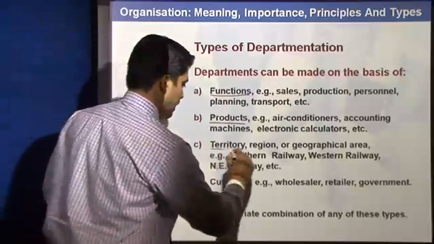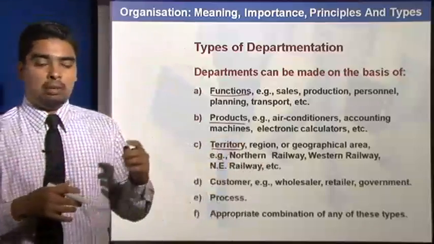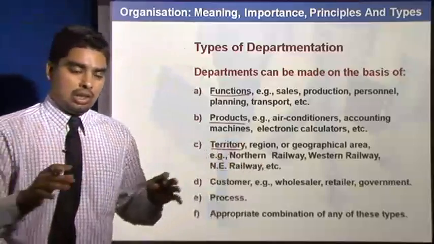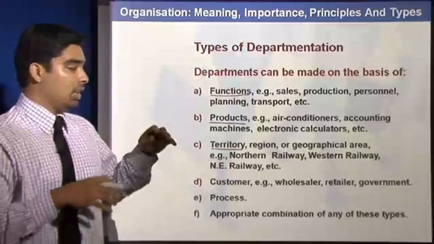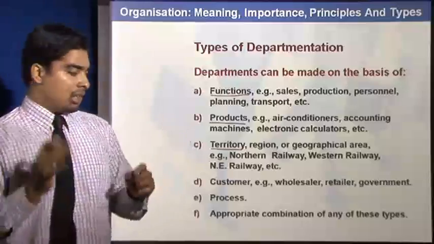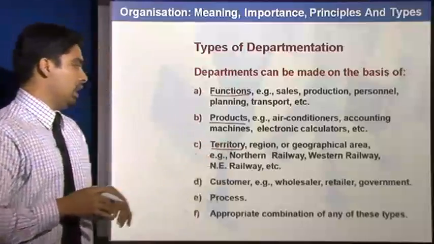Then you can have territory, region, or geography. So one particular region, or two or three cities within the same region, could be a region. They could have branches. You could have an area sales manager and things like that. That is based on territory or region.